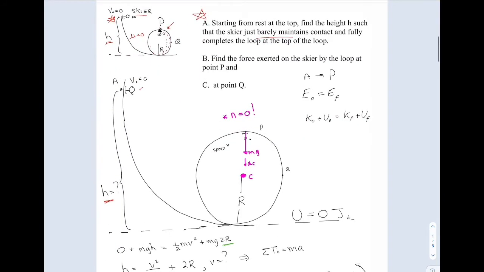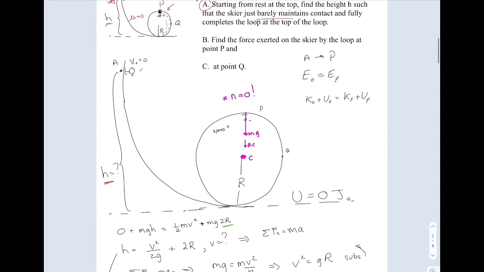So for part A, the person starts up here. I call that point A, and everything is happening for part A up at the top of the loop. I want to find that height. Now, when we did this in the Newton's law chapter with F equals ma, there's no h in F equals ma. So that's why this is an energy problem.